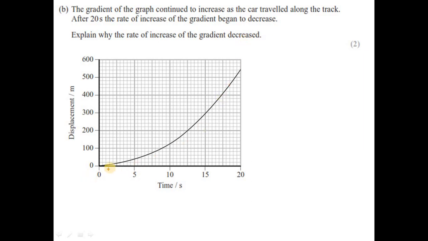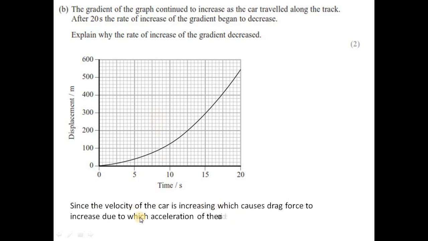So it's all about, because at high speed drag force increases, and due to the increase in drag force, the acceleration of the car, or of the object, decreases. That's why the rate of increase of the velocity is decreasing. So you can reframe the answer like that. Since the velocity of the car is increasing, which causes drag force to increase, and due to which the acceleration of the car is decreasing, that's why the rate of increase of the gradient decreases.